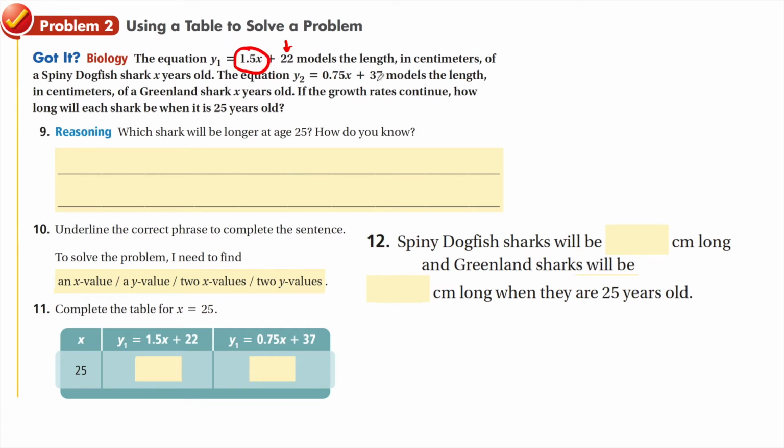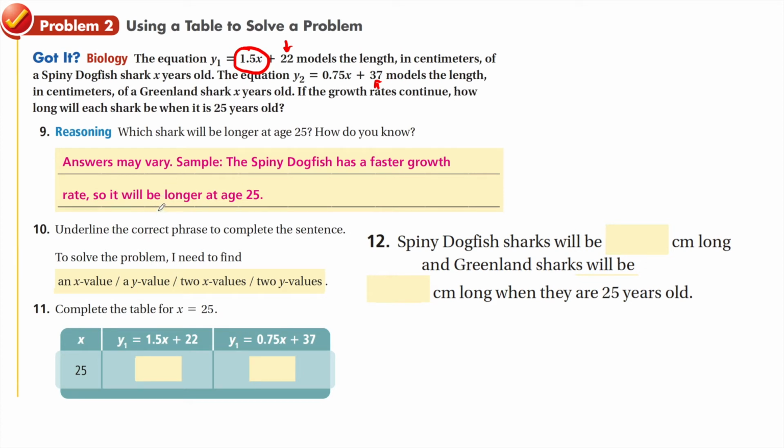And for the other, we're going to start off relatively larger with 37 centimeters. However, we're going to be growing at half the rate. So looking at just that data, I'm going to go straight up and say that the spiny dogfish will actually have a faster growth rate, so it should be longer at the age of 25.